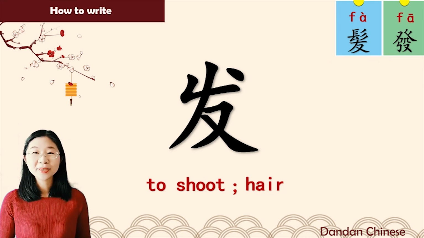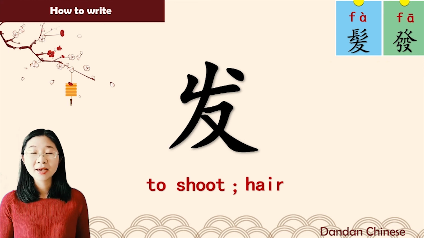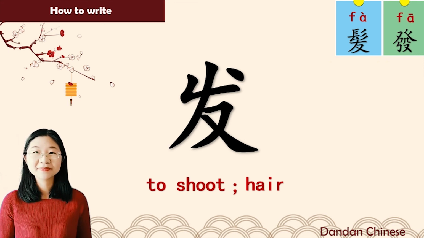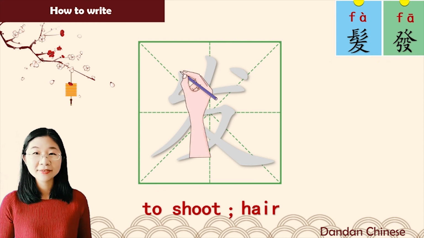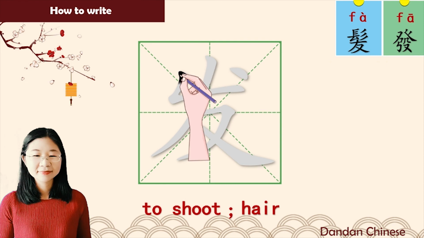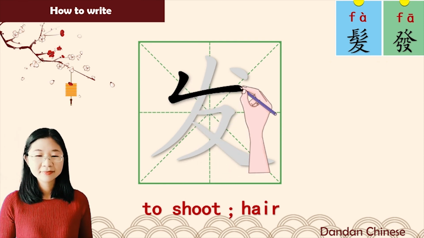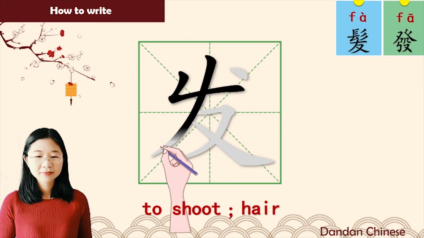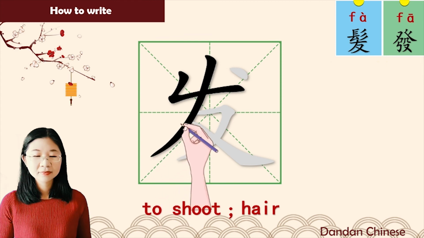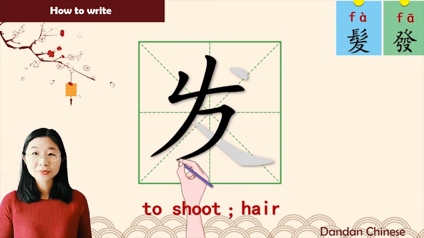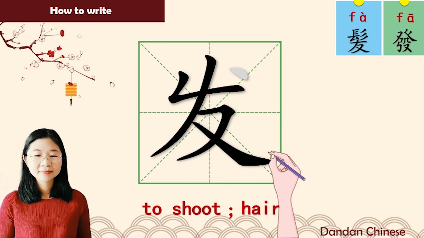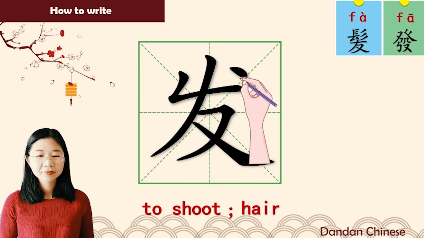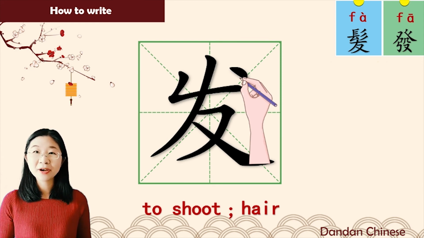Okay, now I hope you could prepare a pen and a piece of paper and write this character with me. I'm gonna lead you to write it for 3 times. Okay? Are you ready? 1, 2, 3, 4, 5. So this character has 5 strokes.